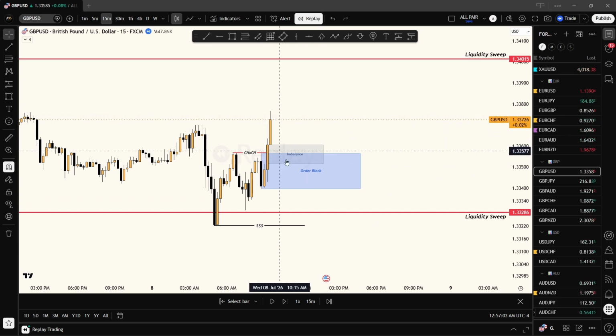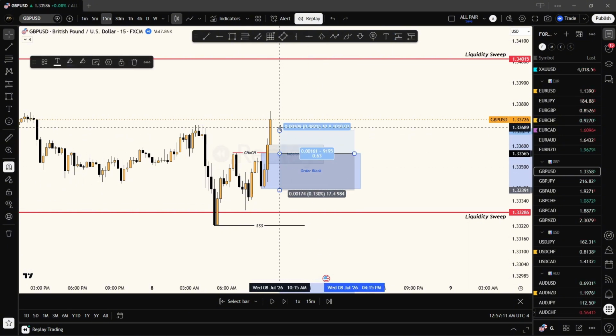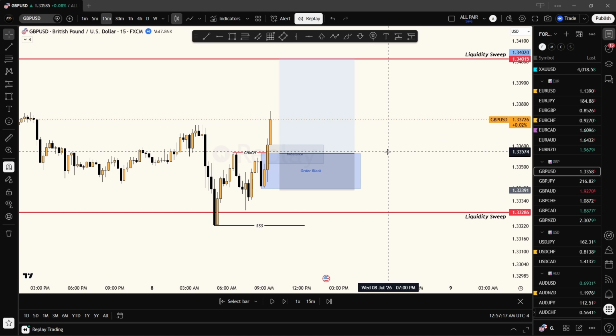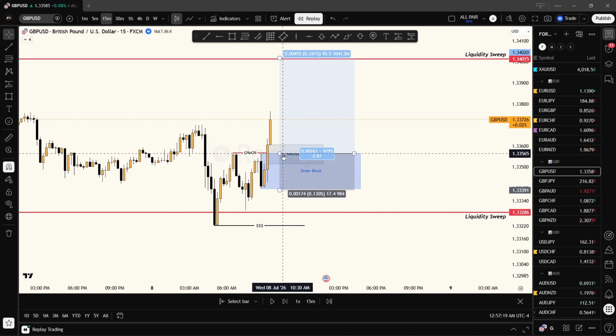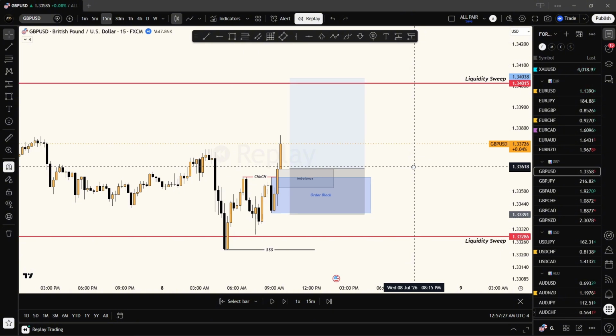And now with the fair value gap sitting just above it, this whole area is looking like a pretty solid confluence zone. An order block is often the origin of a strong impulsive move that breaks market structure. So taking an entry from this zone gives you a pretty good risk to reward. Now some traders place their orders from the middle of the imbalance, and some prefer to enter from the order blocks. But personally, I always try to take my entry from the beginning of the fair value gap.